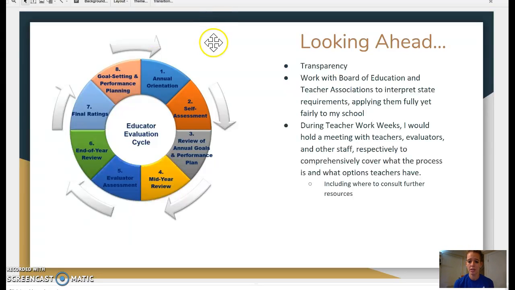So I, as a school leader, would try to be more transparent, and work with the Board of Education and teacher associations to interpret state requirements and apply them fairly and fully. And then during those meetings with teachers in the early weeks, again as far as being transparent, I would hold those meetings with teachers, evaluators and other staff to comprehensively cover what the entire process looks like, why Colorado has chosen to interpret our evaluation process as such, and what options teachers have for a variety of outcomes and reasons, including where to consult further resources. So that would be how I would maybe change up what my school does and in my district.